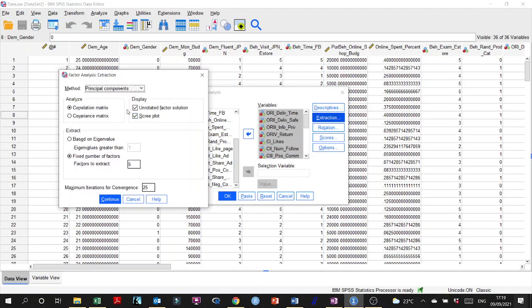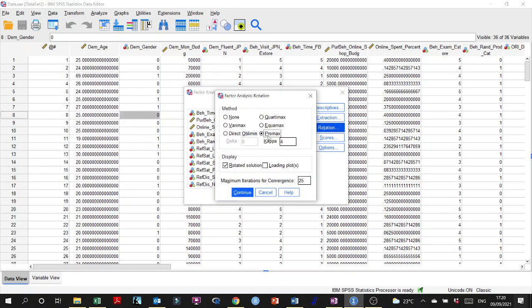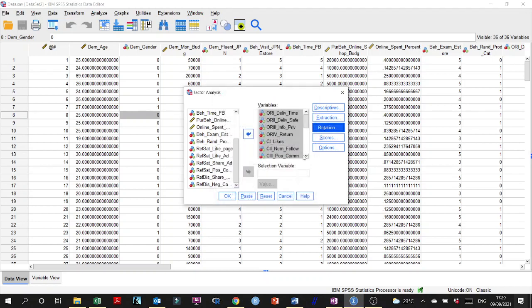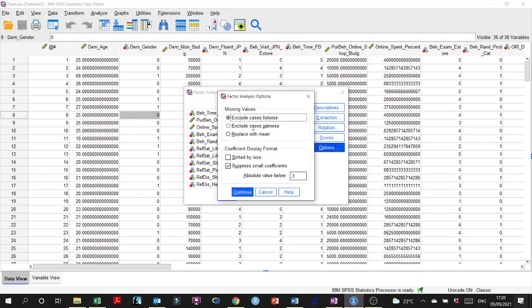Extraction: get the unrotated factor solution if you want, and get the scree plot, with the correlation matrix for principal components. And in fact, start with the eigenvalue, all right, and then continue. Rotation: the most popular are Promax and Varimax. I'm going to start with Promax. Scores: you can save the scores as variables. I don't want to do that right now, so let's leave it.